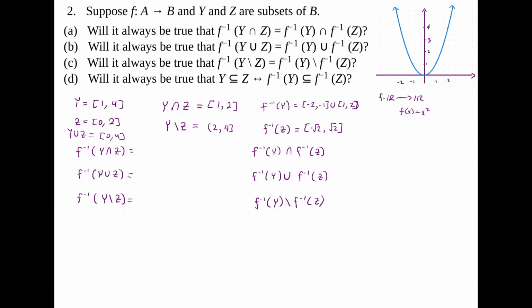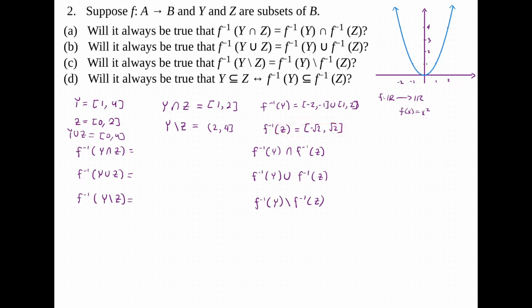Because the inverse image of y is all those elements that map to the outputs 1 through 4. But that's going to be everything between -2 and -1, including those endpoints. And similarly with 1, 2. And that's what we have listed here. If we look at the inverse image of z, now we're looking at what are those inputs that map to the outputs 0 all the way to 2. And that's going to correspond to all the inputs going from the negative square root of 2 to the positive square root of 2. And so we got this here.